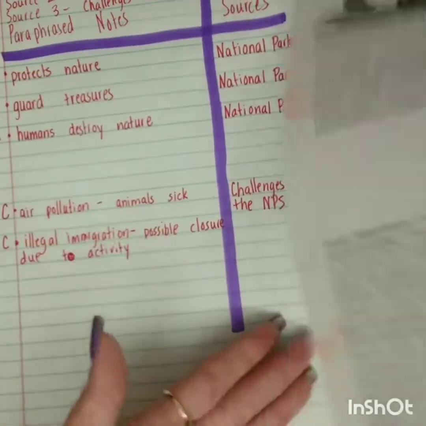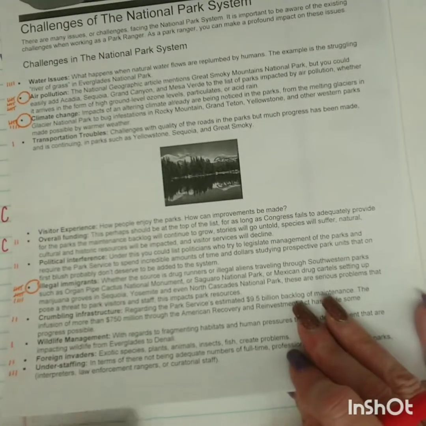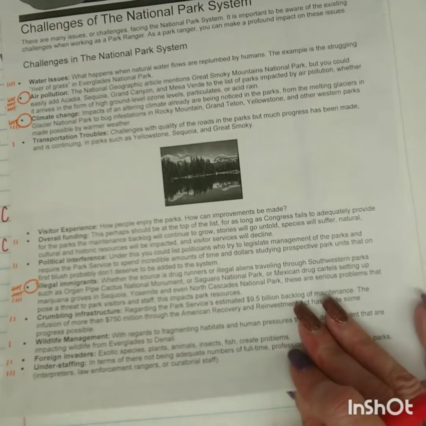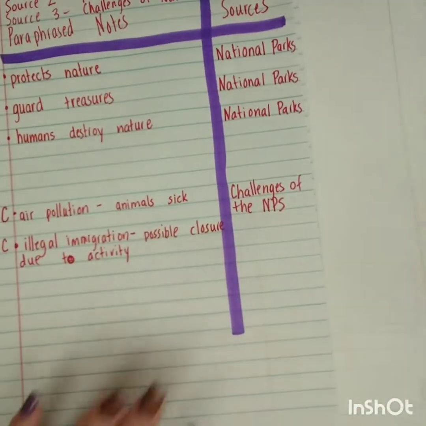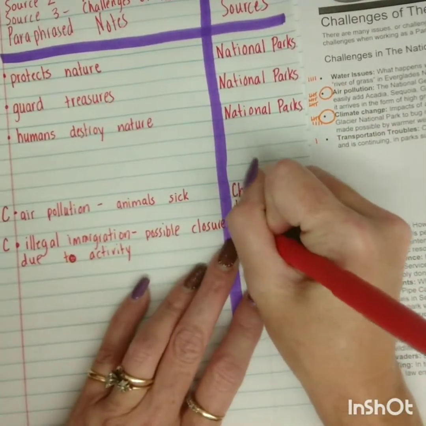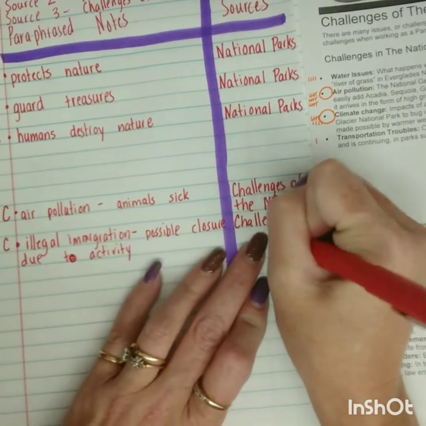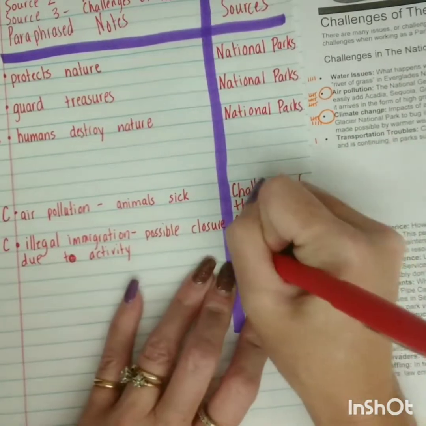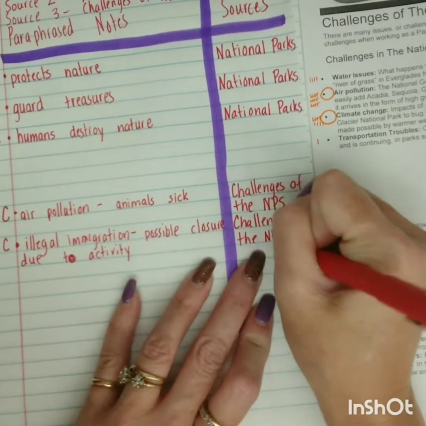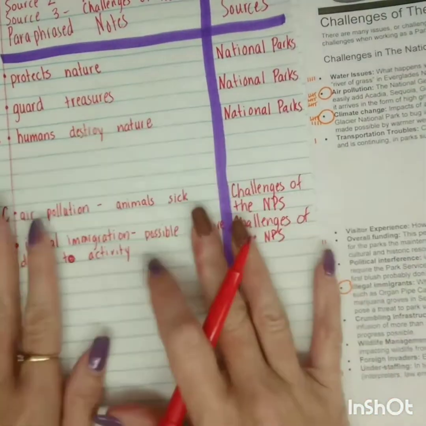Because remember, this was a list of all the challenges. You had to choose the top 3 that you felt really hindered a park. And then I'm going to list my source. Challenges of the NPS.